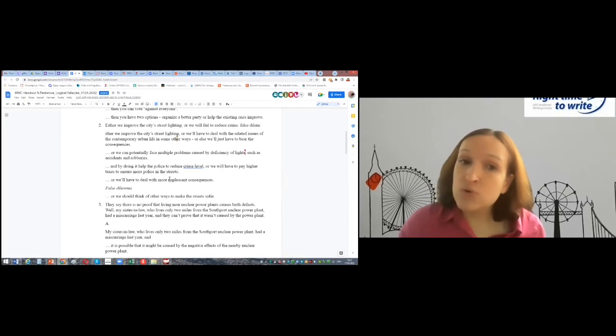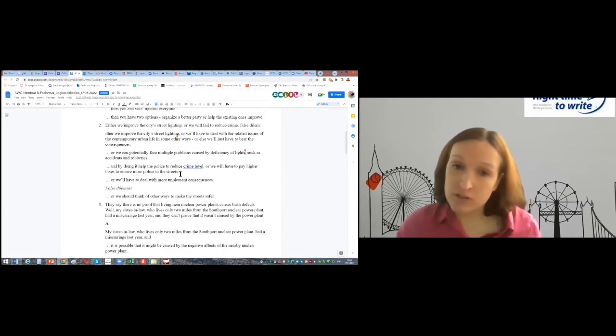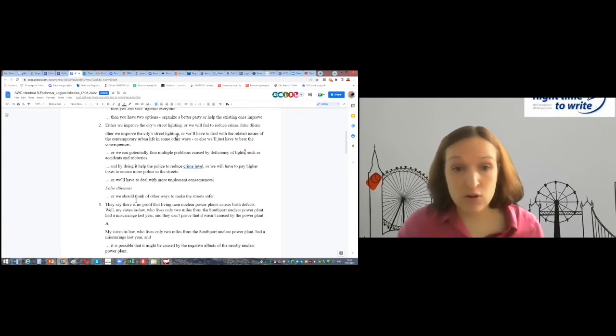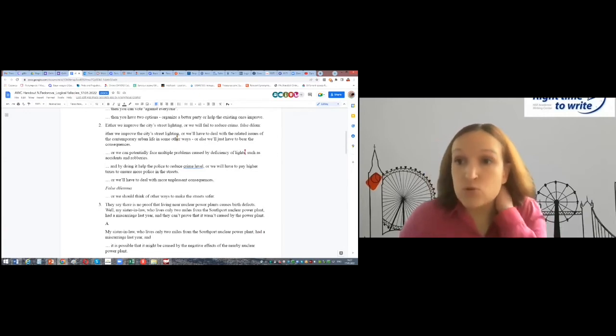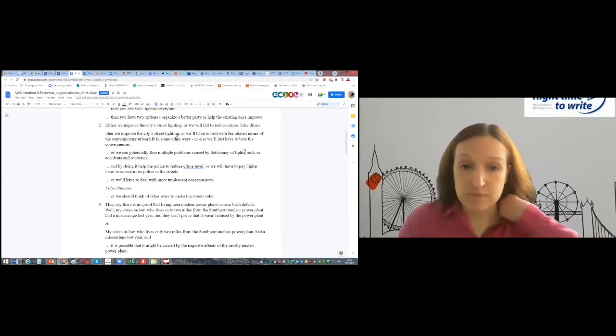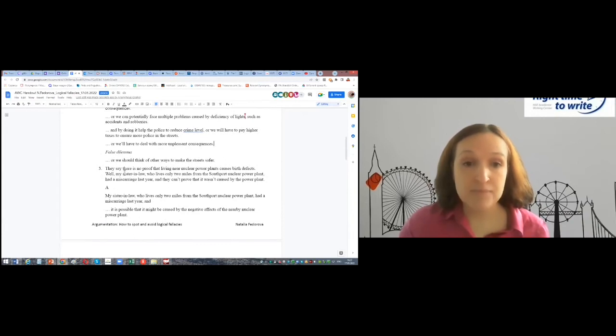Okay, here we are also given two alternatives. Yeah, probably there are more. So we will have to deal with more unpleasant consequences. Okay. Or we should think of other ways to make the street safer. Absolutely. Either we do this or we apply some other ways, or we look for other solutions, because it's not the only solution here, definitely.